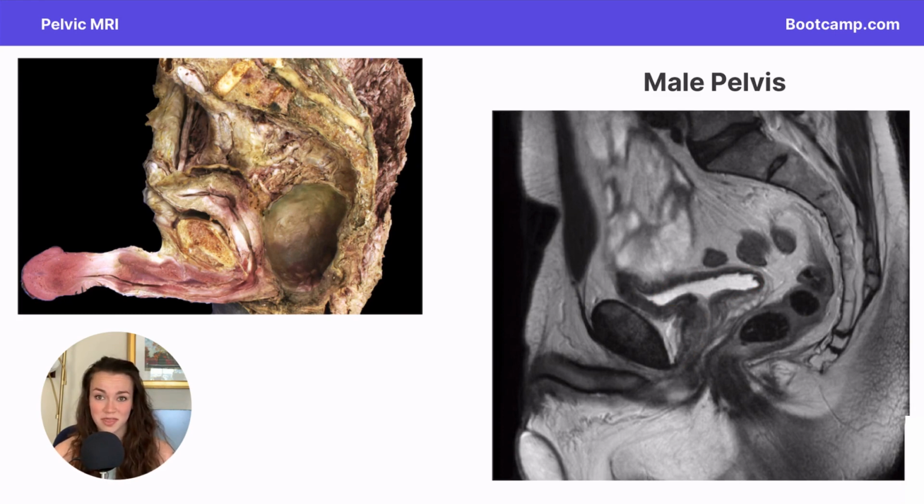Superiorly between the rectum and the bladder, you're going to see the seminal vesicles. You can also see them on imaging right here. And finally, let's talk about some bony structures. Like I said, these are less important in the pelvic region, but they are good to be aware of. Here is the pubic symphysis, and then here is the tail end of the spine. Same thing on imaging. Here's the pubic symphysis, and here's the tail of the spine.